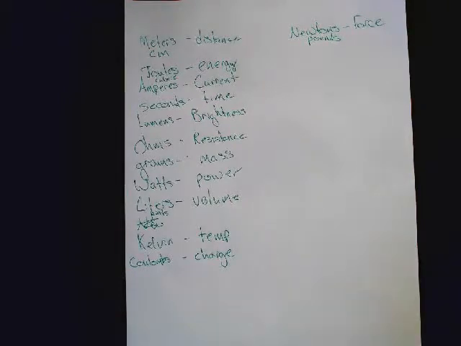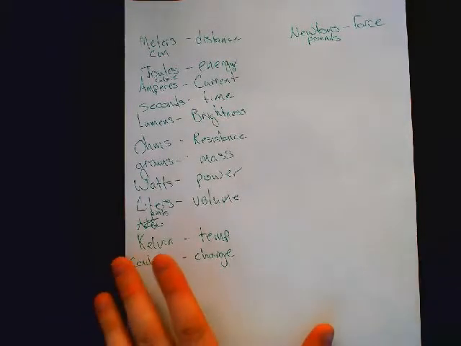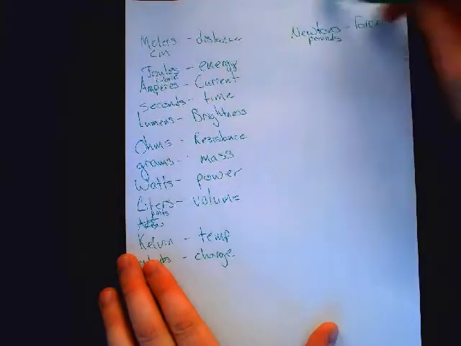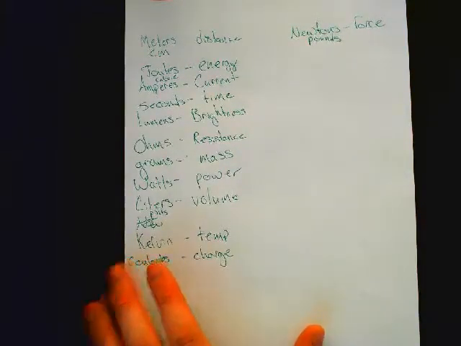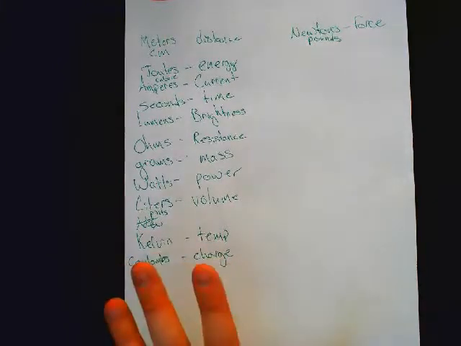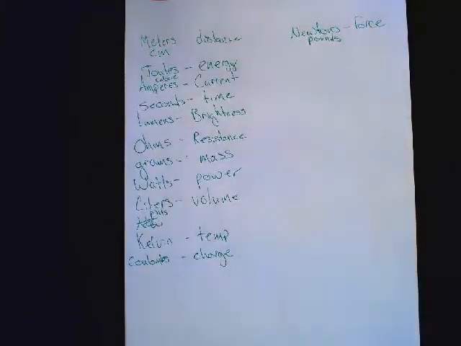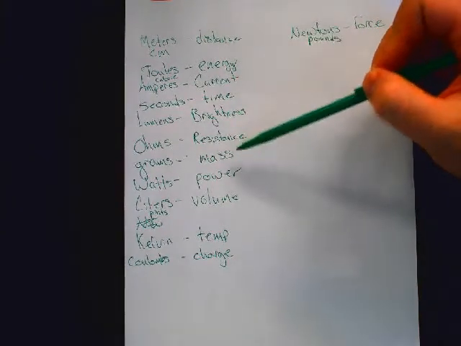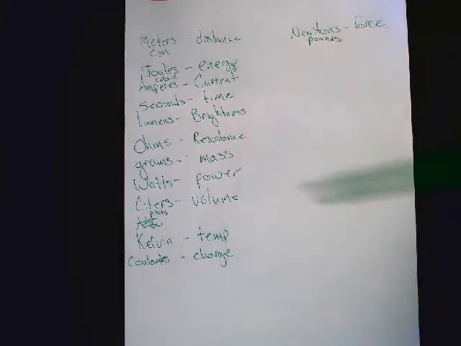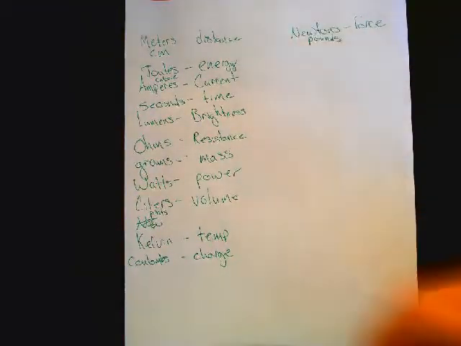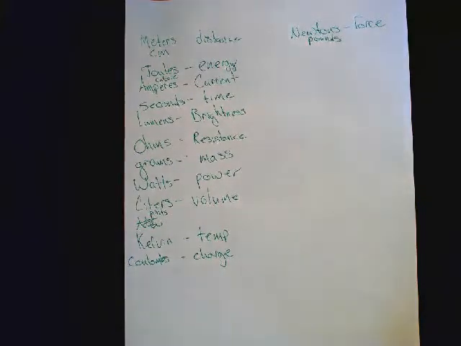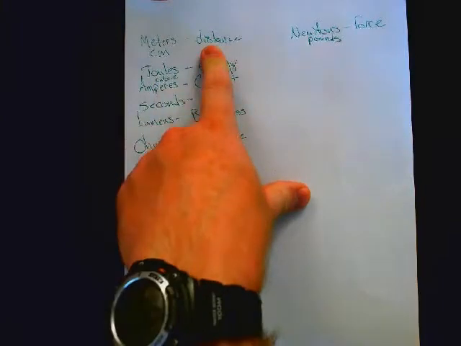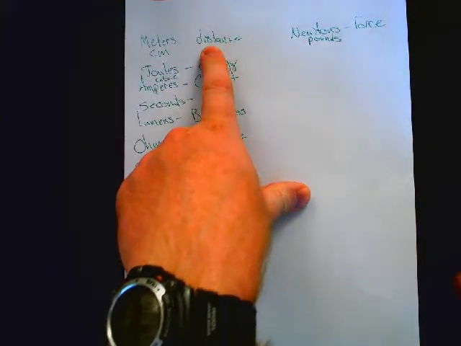So I've started compiling some of them here, and I separated out newtons for a very specific reason. And I'm actually going to pick a few others from this list that I'm going to move over. So we've got distance, energy, current, time, brightness, resistance, mass, power, volume, temperature, charge. These all have one thing in common. And the thing that they have in common is that they are all directionless. None of them have a specific direction. You may be saying, well, wait, what distance is at the top? Yep, we're going to get to that in just a second.